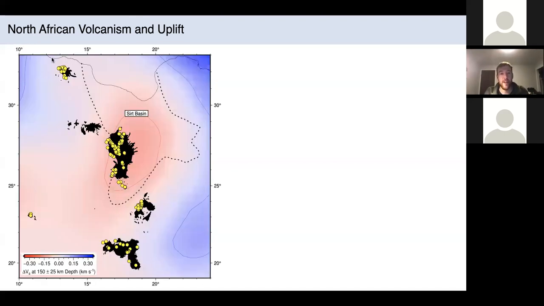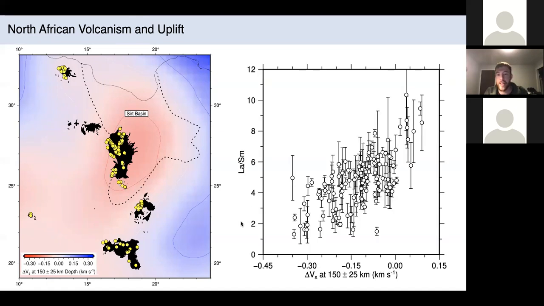So we can take our geochemical data and our tomography model, and you can see there's a slow shear wave velocity in the mantle beneath the Sirte Basin, and our lanthanum over samarium value is on the lower end. So we're expecting large amounts of melting within this area of North Africa. So I hope you'll agree that this observation is key for understanding when the Sirte Basin began being uplifted. It was probably at the same time as volcanism began in Libya.